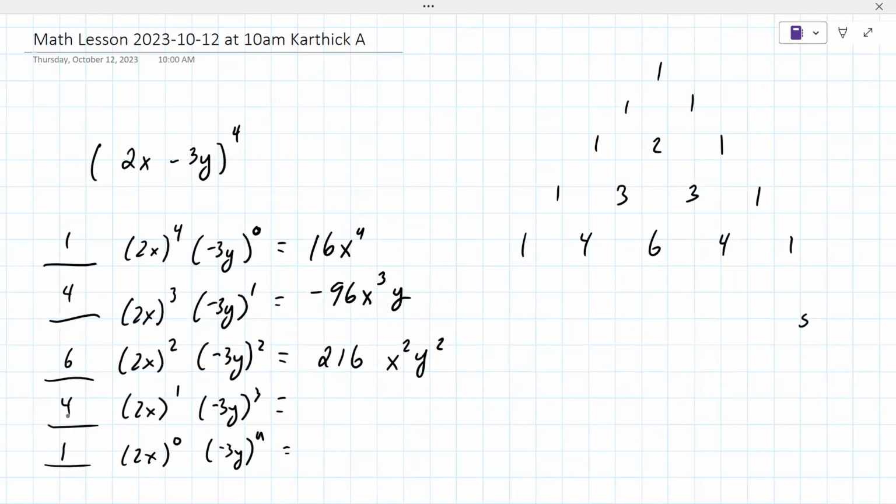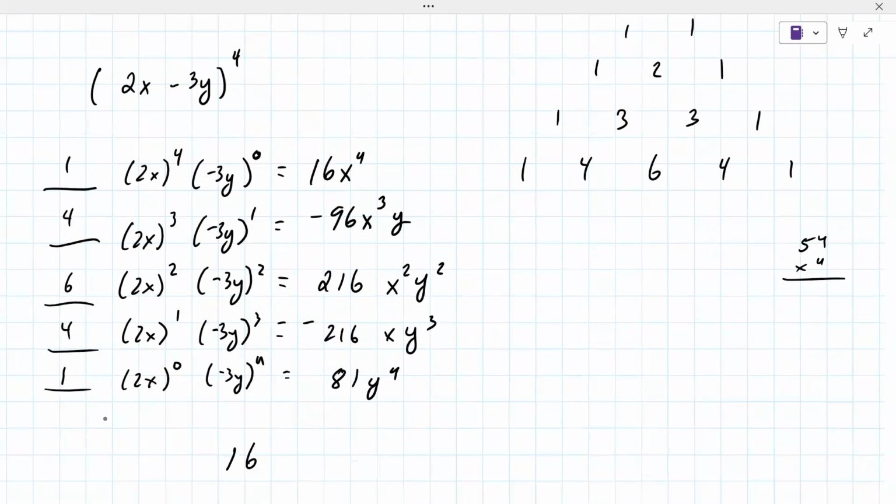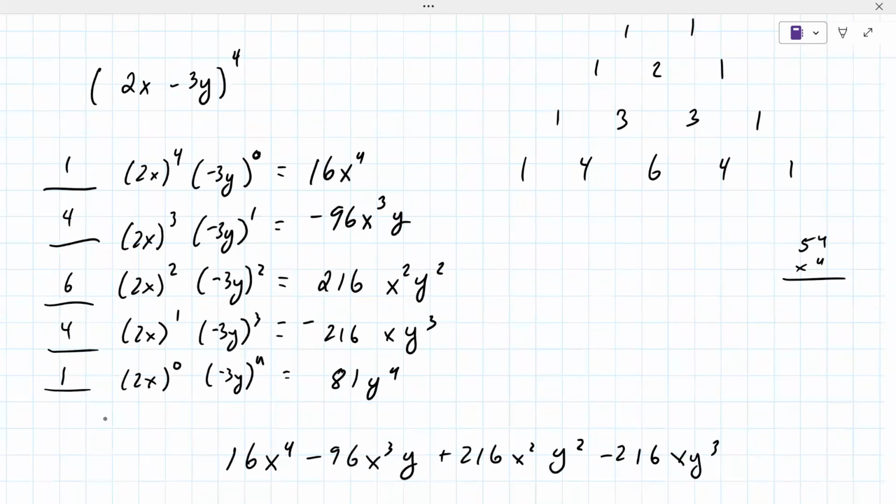So you can see the biggest challenge, I think, is actually the multiplication of the coefficients. That's also 216. Should be negative though. They alternate in sign. And then the last one here is 81 y to the 4th. That's kind of your starter question. Your final answer: 16x to the 4th minus 96x cubed y plus 216x squared y squared minus 216xy cubed plus 81 y to the 4th.